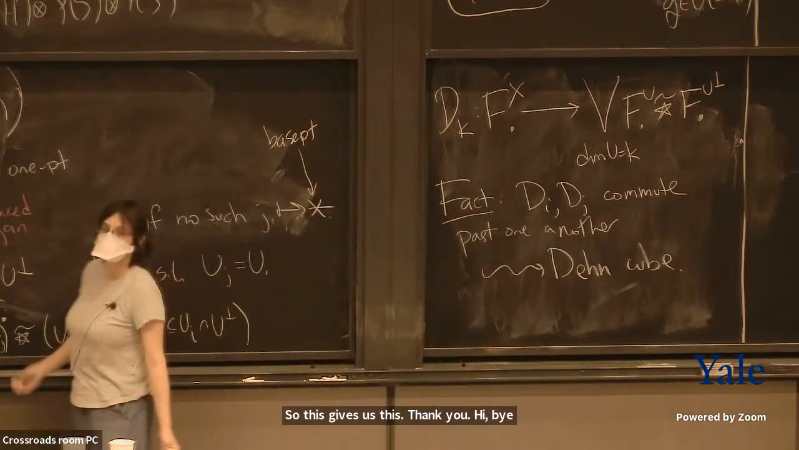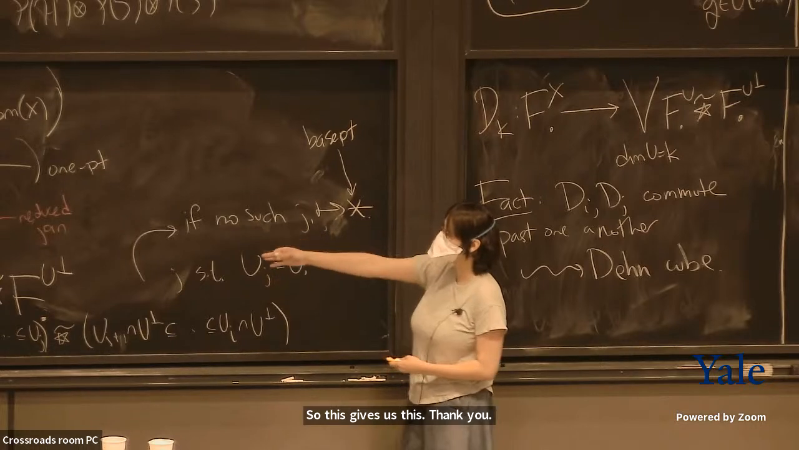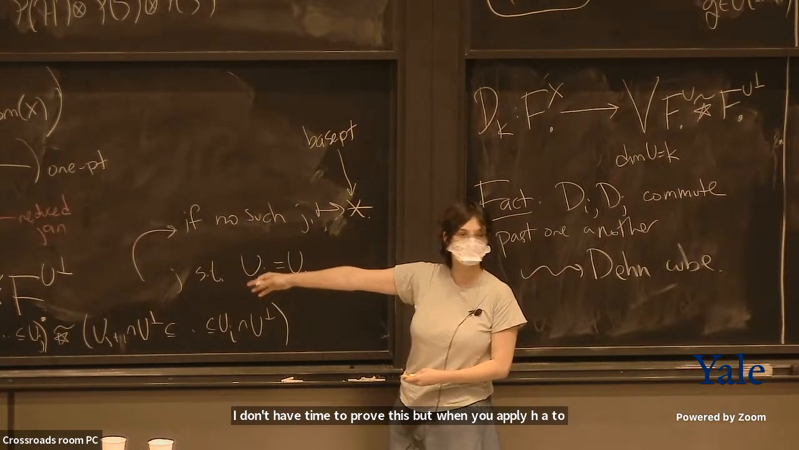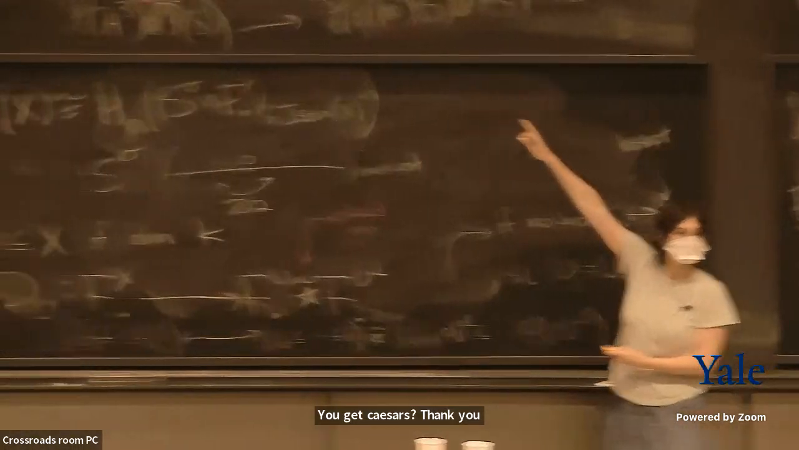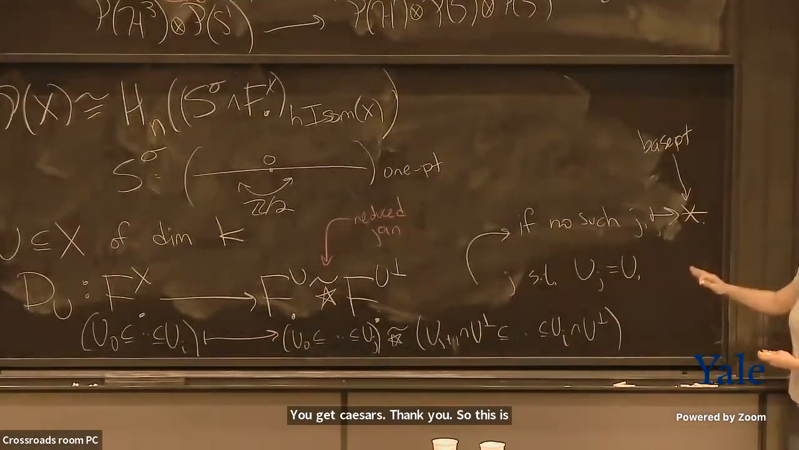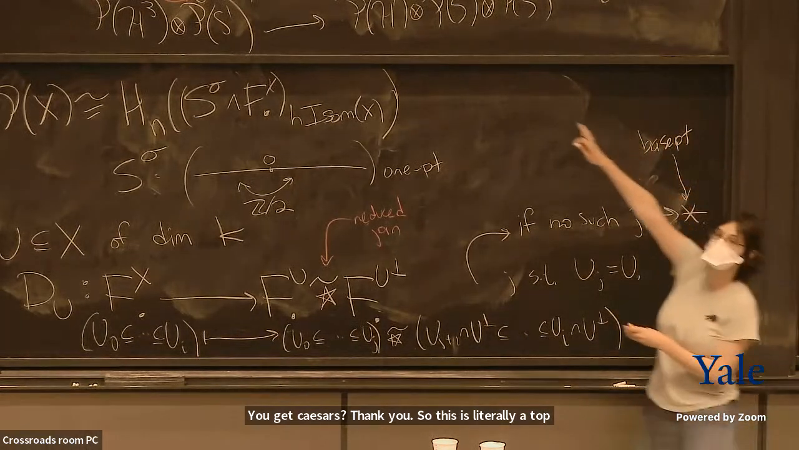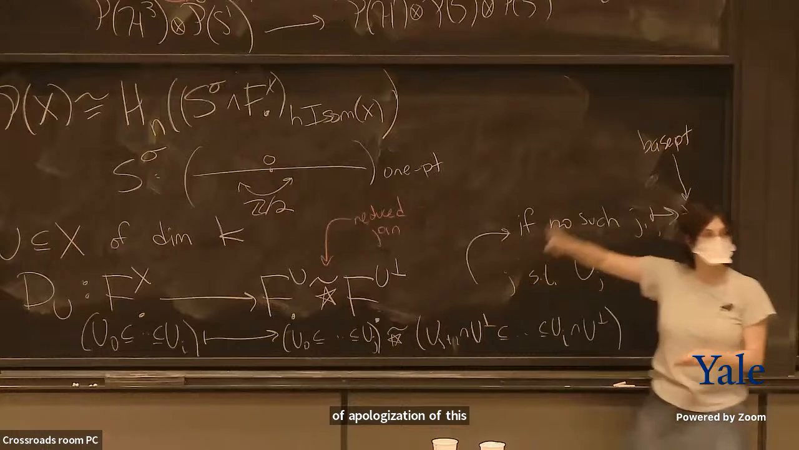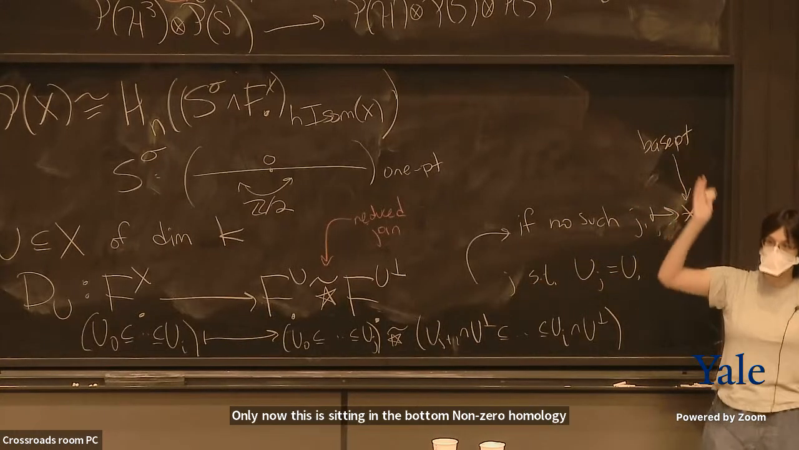And I don't have time to prove this, but when you apply Hn to this Dane cube, you get Sasha's Dane cube. So this is literally a topologization of this original object. Only now this is sitting in the bottom non-zero homology layer, and there's a bunch more information in the higher homology.